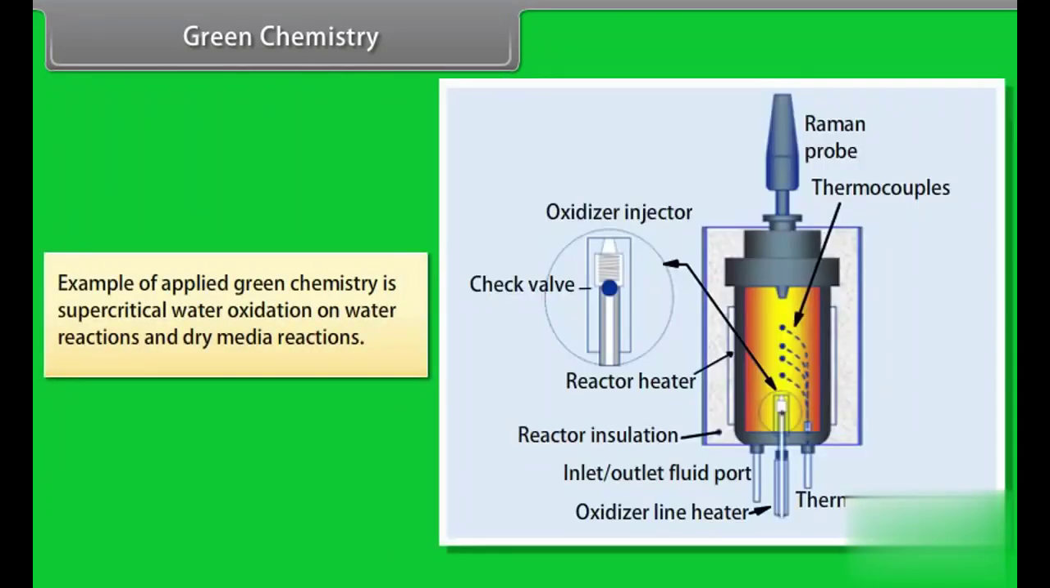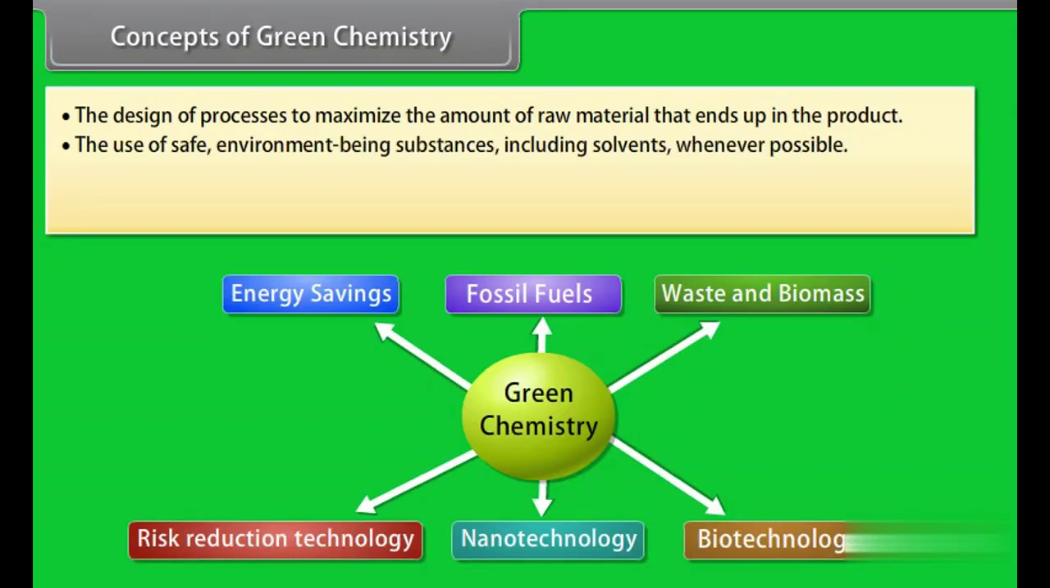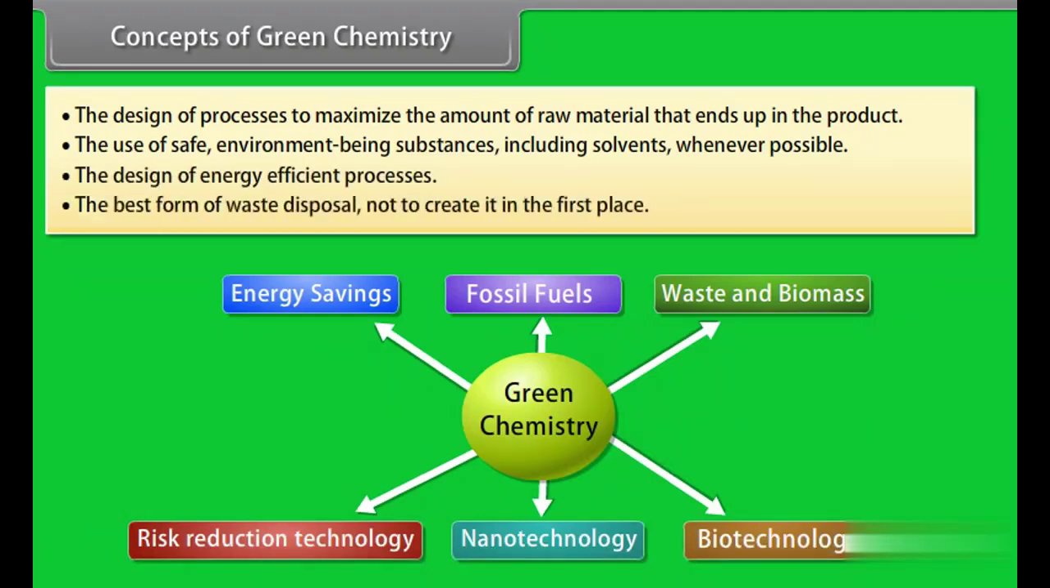Examples of applied green chemistry are supercritical water oxidation, on water reactions and dry media reactions. Concepts of green chemistry: the design of processes to maximize the amount of raw material that ends up in the product; the use of safe, environment-benign substances, including solvents, whenever possible; the design of energy-efficient processes; and the best form of waste disposal, not to create it in the first place.